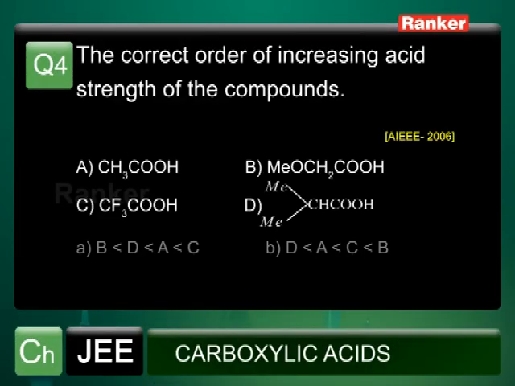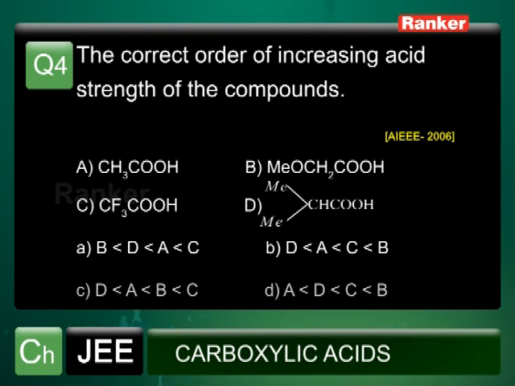The correct order of the increasing acid strength of the compounds. So 4 different compounds are given, and increasing order means the first acid will be the weak acid, then a little more stronger, then a little more stronger. The increasing order you have to arrange.